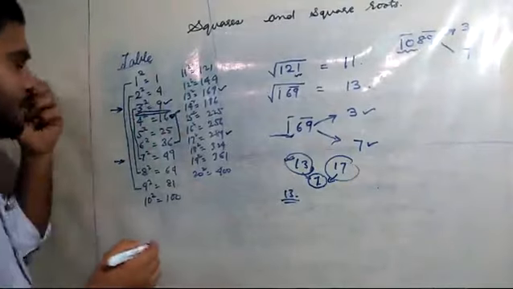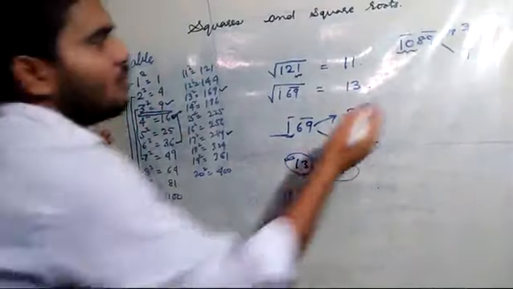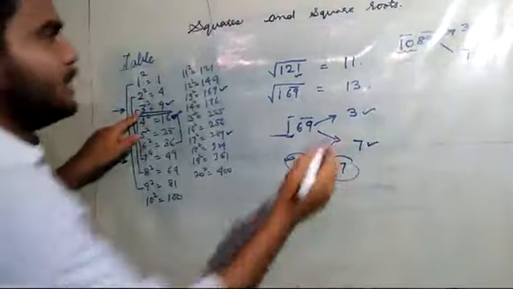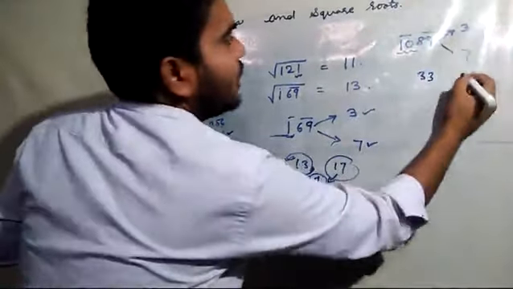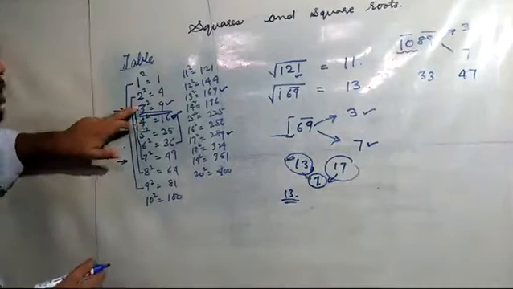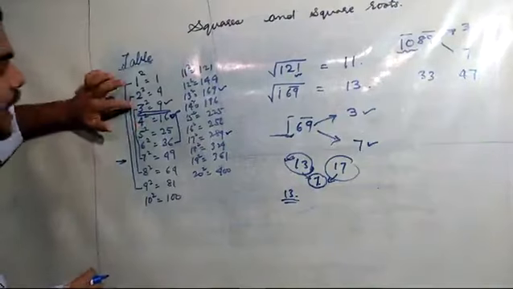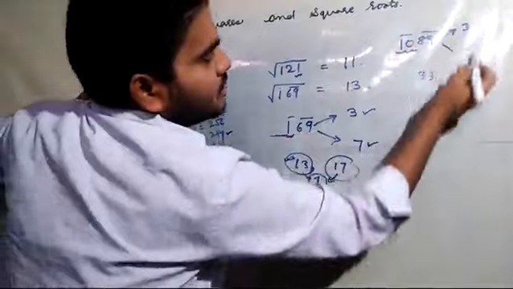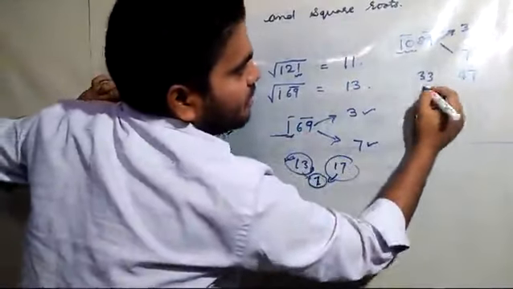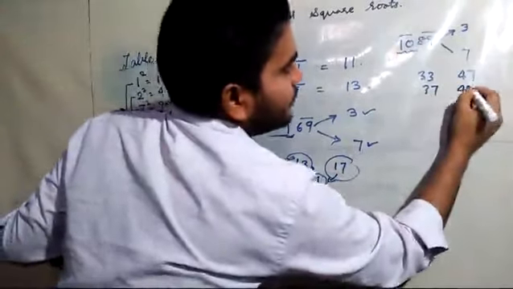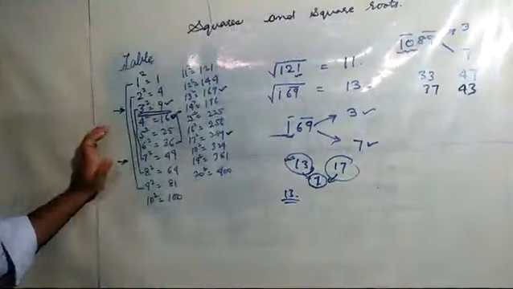So if it is lying between 9 and 16, what will I be taking? It will be 33 or 37 or 43 or 47, because it is lying between the squares of 3 and 4. Correct. These four numbers will be coming.